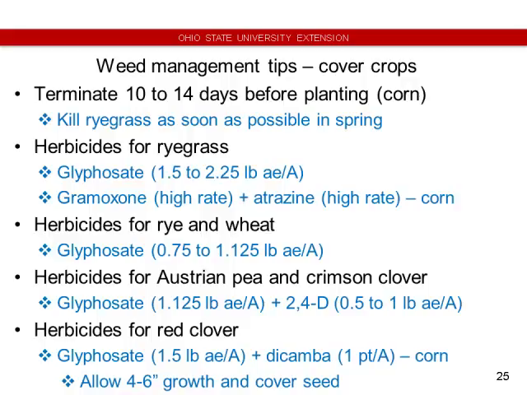For Austrian pea and crimson clover, we need a mix of glyphosate and 2,4-D. And the 2,4-D should be at least at 1/2 pound and maybe 1 pound. Red clover is a little more difficult to manage, and we really need to have some dicamba. 2,4-D is not very good on it. And so it's not a good idea to be planting soybeans following red clover because you're going to have a very hard time to manage it. But obviously in front of corn, we can utilize dicamba and manage that.